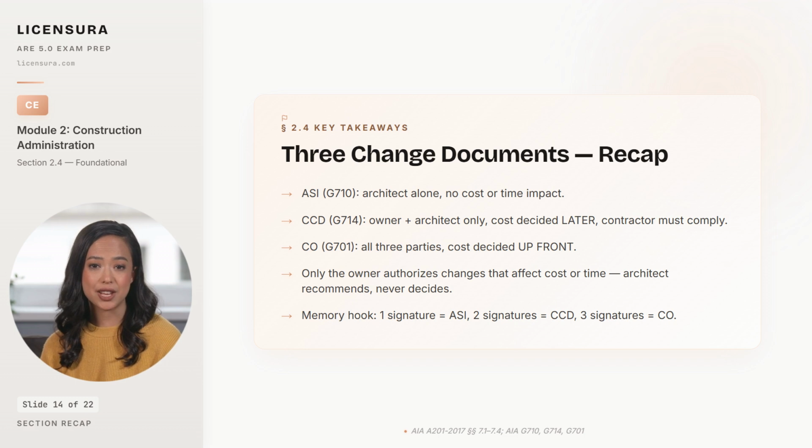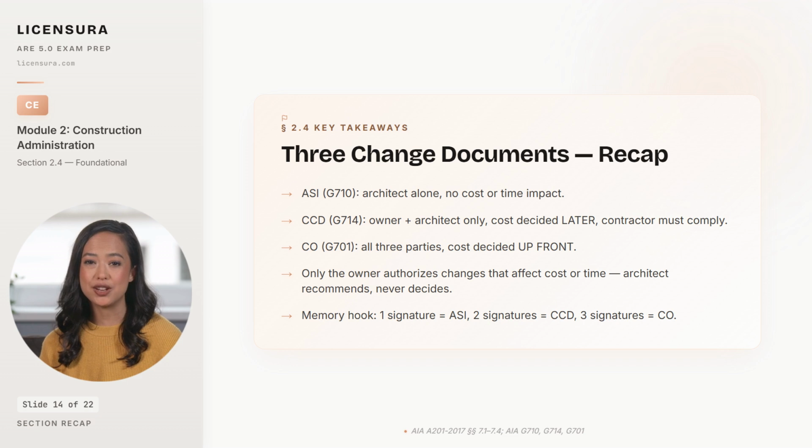The ASI on G710 is the architect alone document, used when the clarification has no cost or time impact and the change stays inside the existing contract envelope. The CCD on G714 is the owner plus architect document, used when the owner needs work to proceed before the contractor has agreed on price, and the contractor must comply while the cost is resolved through subsequent negotiation.